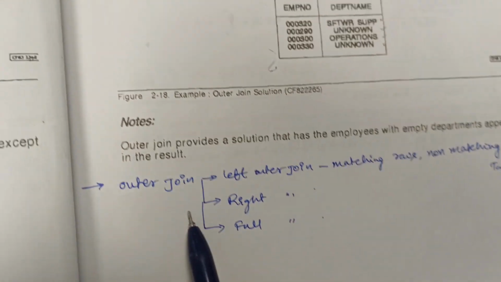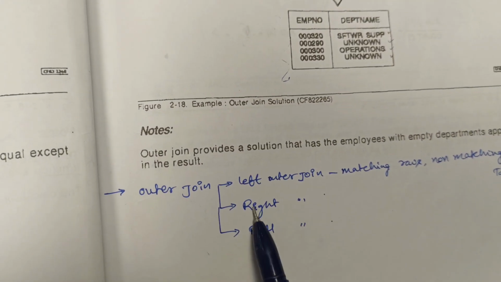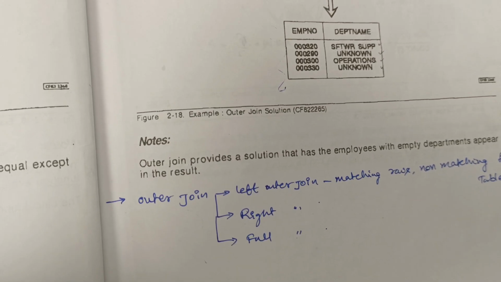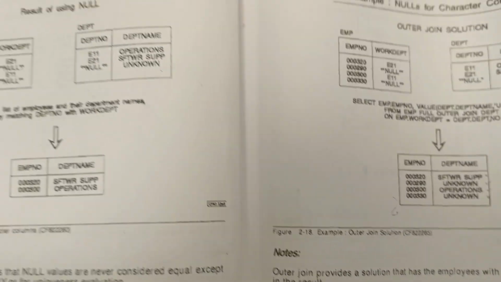You can see these are different types of outer join: left outer join, right outer join, and full outer join, with matching rows and non-matching rows for the left outer join.